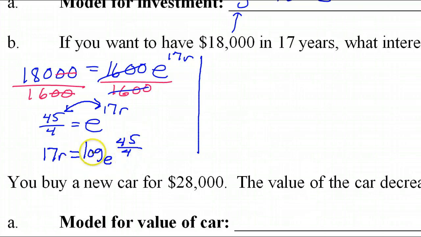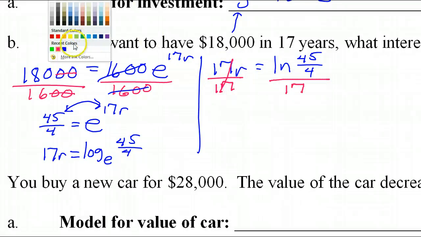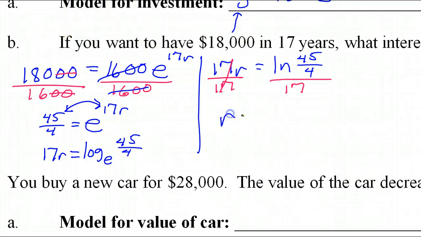Now we don't really do log base e. Log base e is a special case. It is natural log. So we do natural log of 45 over 4. Okay, and then we divide by 17 on both sides. Alright, so that's going to give me r equals.